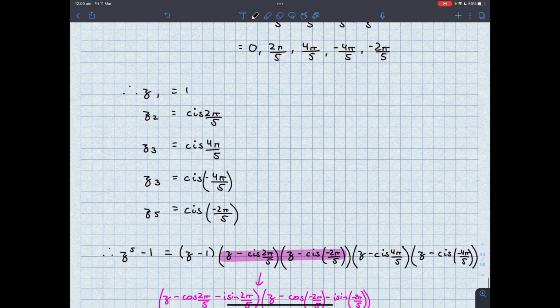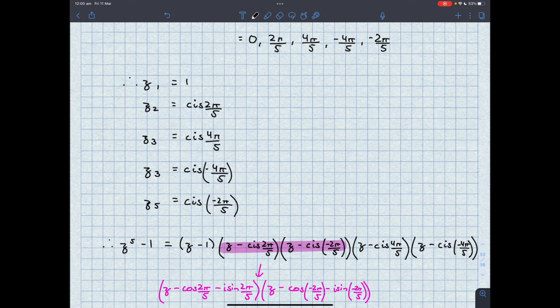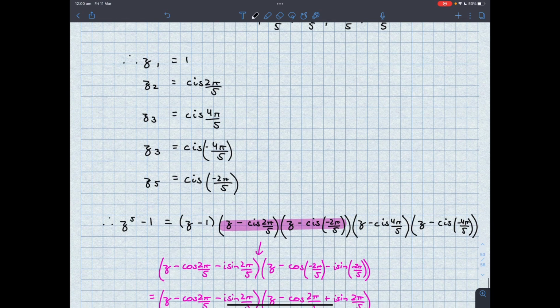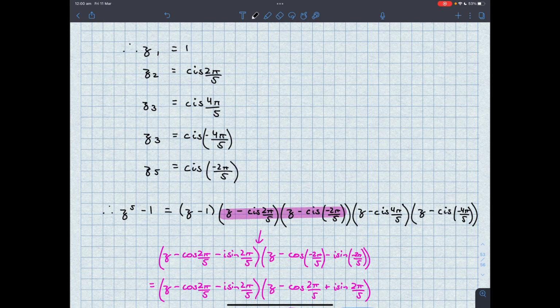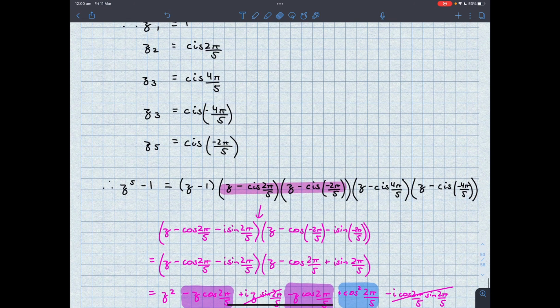So, I've pre-written all this, and it took me a very long time. So, I've got z minus cis 2 pi on 5 is just cos 2 pi on 5 plus i sine 2 pi on 5. Taking away both of those because I've already expanded out the minus. And then the same with minus 2 pi on 5. So I've just written that out the long way so I can show that the i's cancel out. Okay, I have simplified cos and sine over here using the fact that cos is an even function, sine is an odd function. And then I have expanded this whole thing.